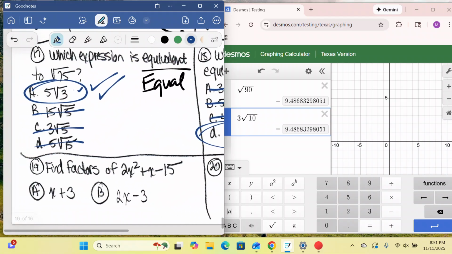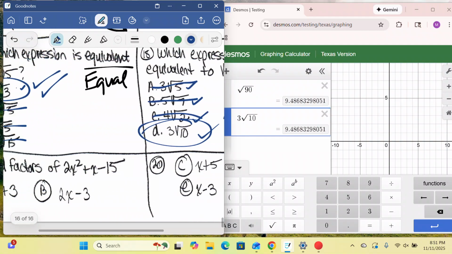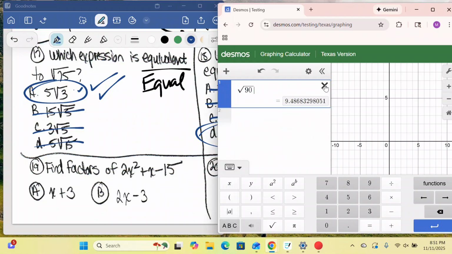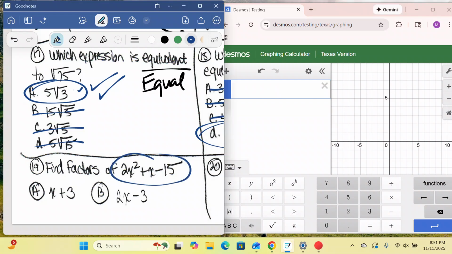Last, for 19 and 20, you're going to find out which factors of 2x squared plus x minus 15. And of course, I made 19 the same as number 20 because I didn't have any space. So the way I would check factors, if it falls through the x-intercept, it is a factor. If it doesn't fall through the x-intercept, it's not a factor. So all I'm going to do is graph this one, and then I'm going to check every single one of them independently.